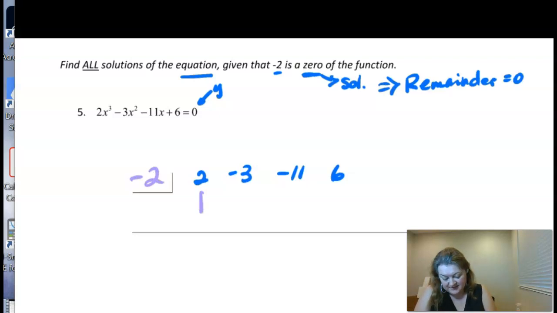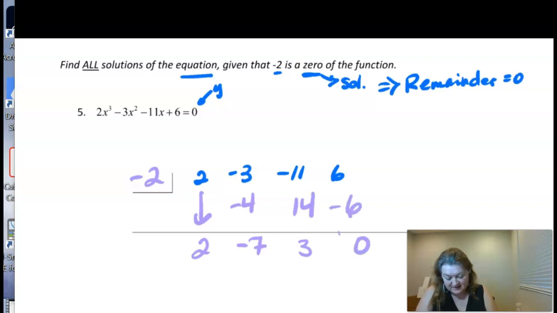Okay, so first step, bring the number straight down. Start multiplying. So 2 times negative 2 is negative 4. Add straight down, we get a negative 7. Negative 7 times negative 2 is a positive 14. 14 added to negative 11 is a 3. 3 times negative 2 is a negative 6, and that gives us a 0 remainder. So not only is that exactly what we expected up here, but now I can draw a little happy face because I got a remainder of 0 in there as well.